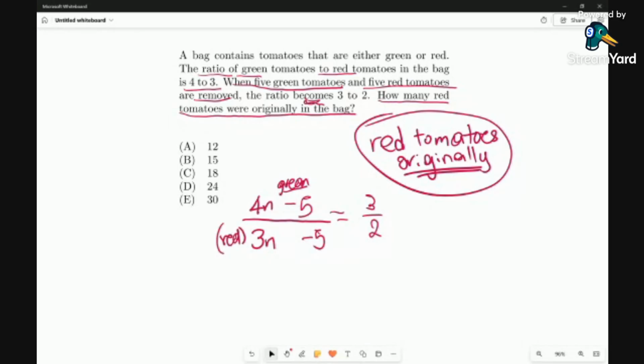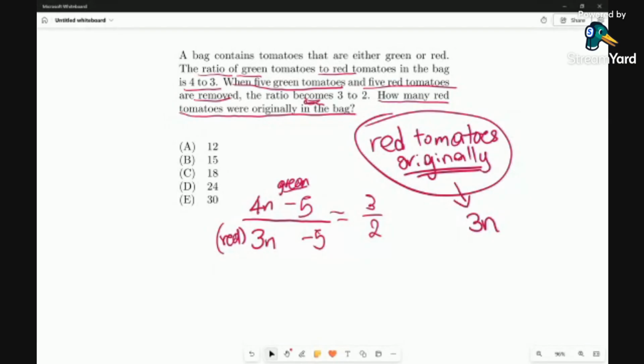Okay, so my task here, I am looking for red tomatoes. So I need to figure out what 3N is. But before I can even figure out what 3N is, I need to know what N is. So I'm going to put that here just so I can remember. Because let me tell you, there are times you will stop at N and you move on. All right, so let's look at this.